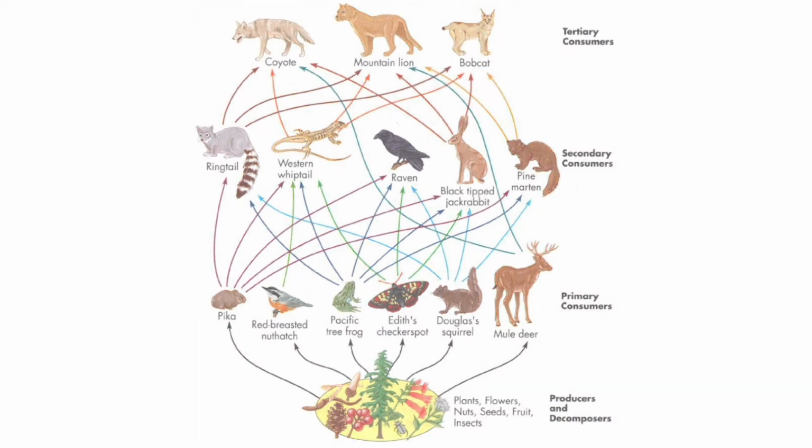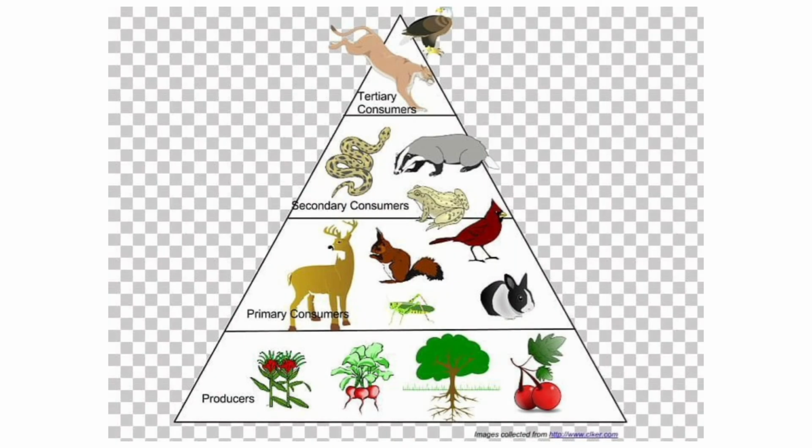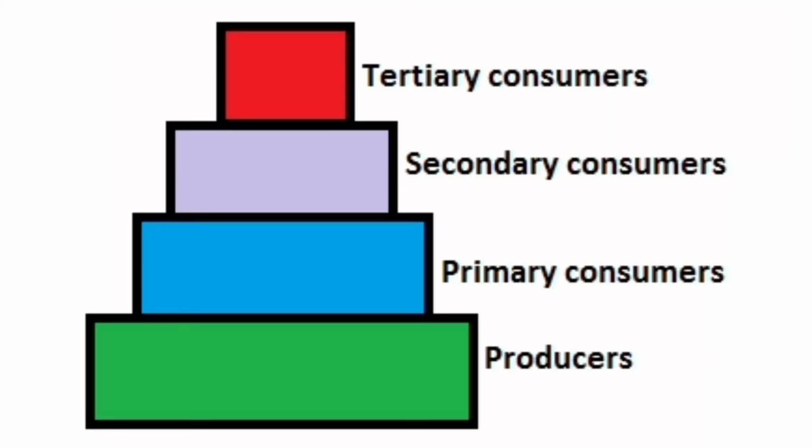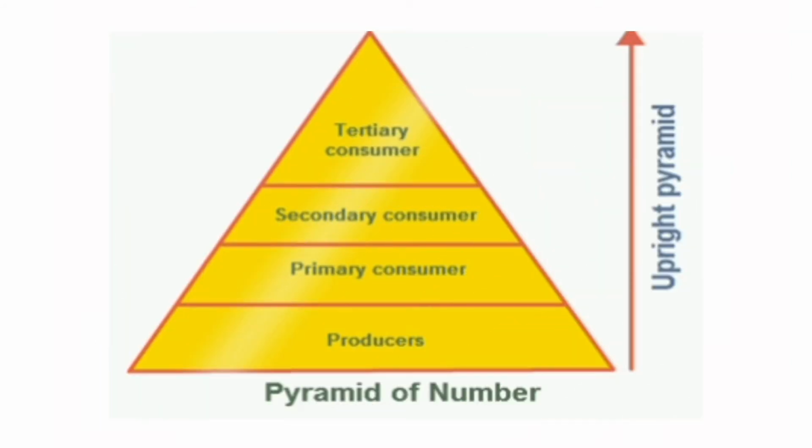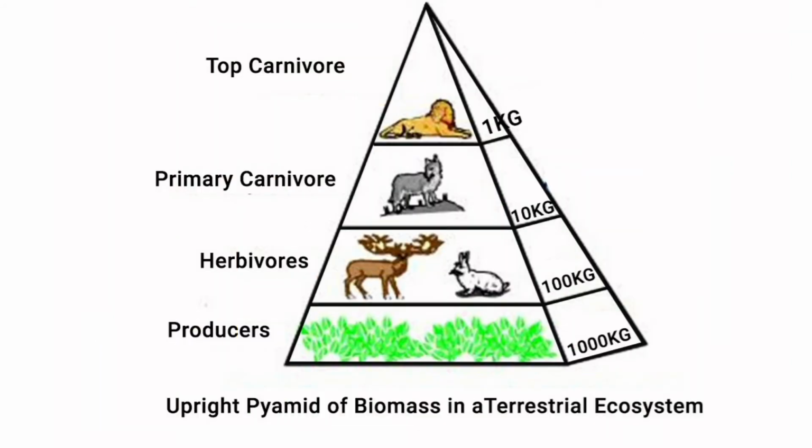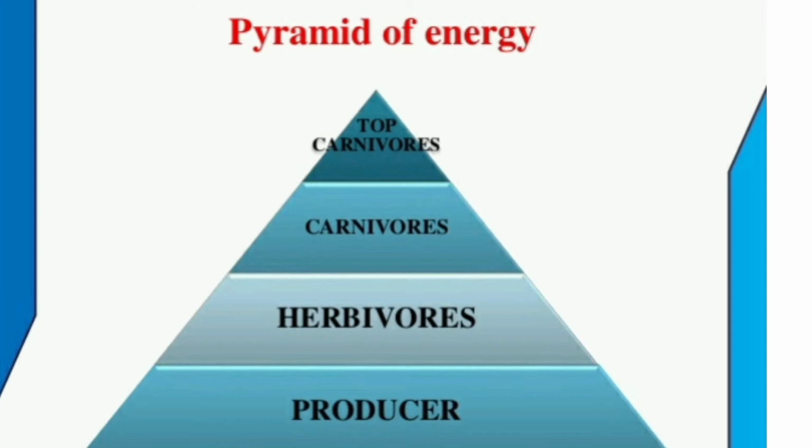The next topic in today's video is ecological pyramids. So an ecological pyramid is a graphic representation of the numbers or amount of accumulated energy at different trophic levels in a food chain in an ecosystem. Ecological pyramids are of 3 types: pyramid of number, pyramid of biomass, and pyramid of energy. So first discuss about the pyramid of number.